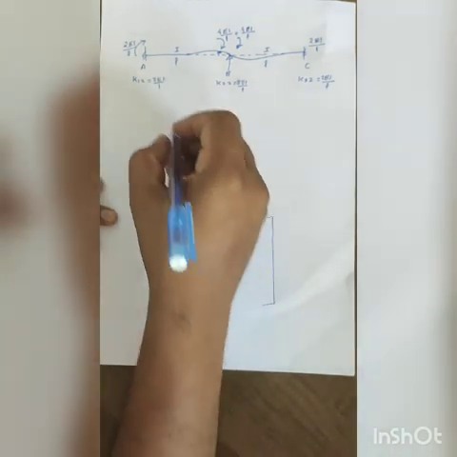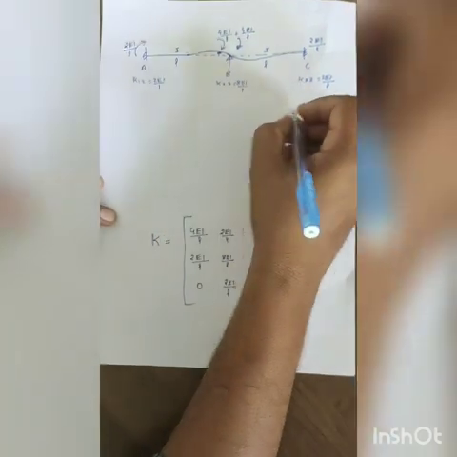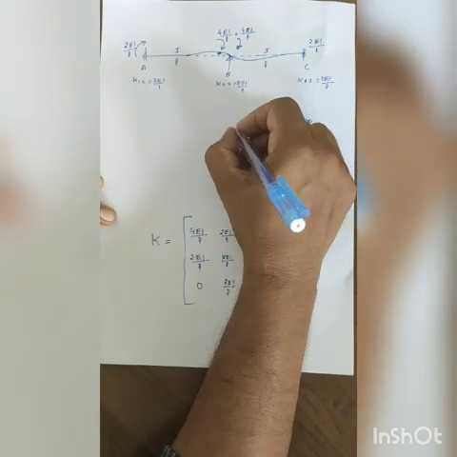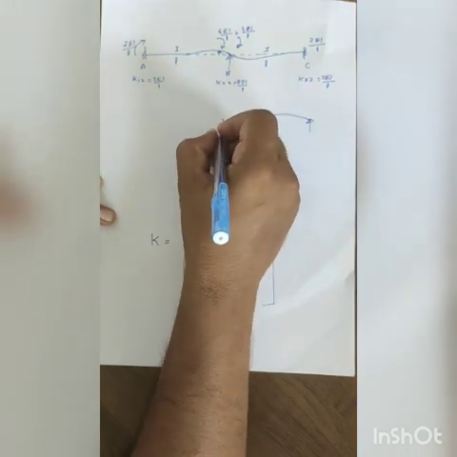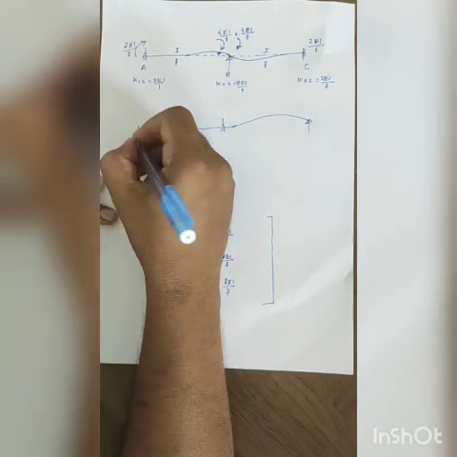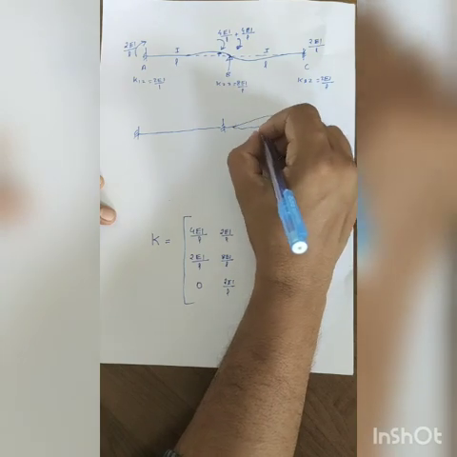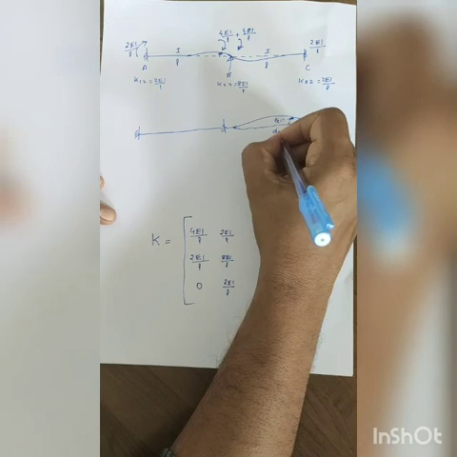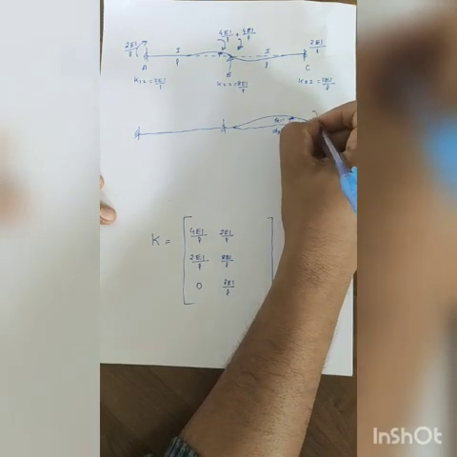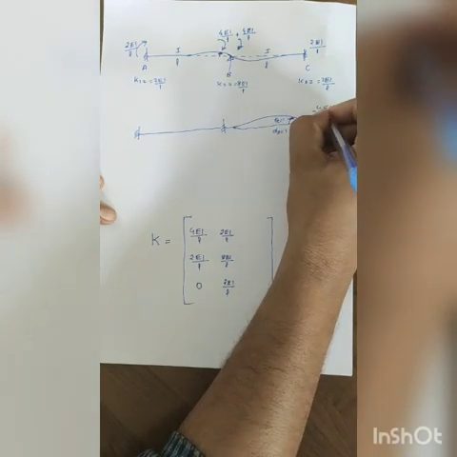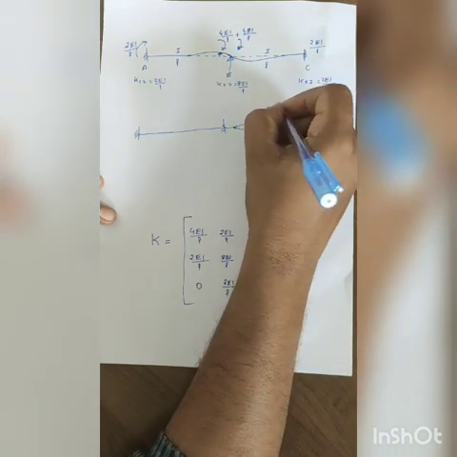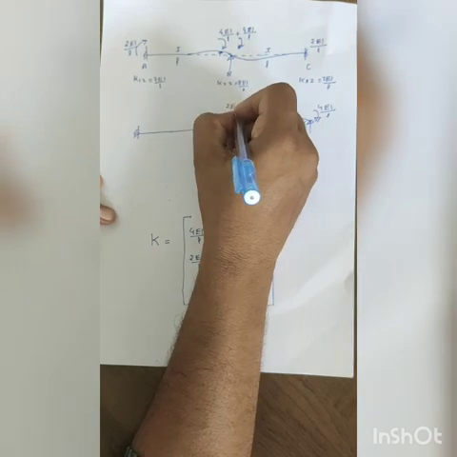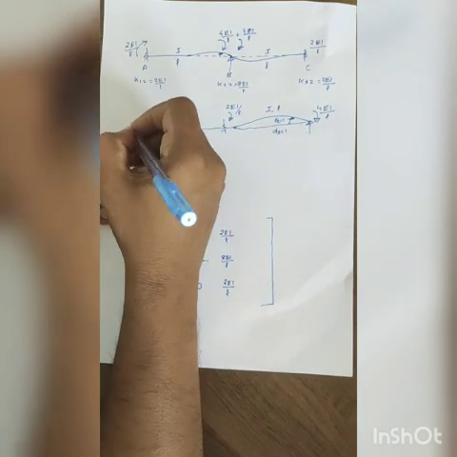Similarly, the third step is that I have to apply a unit rotation at C, arrest the other locations and find out the moment induced. If I am applying a unit rotation theta C is equal to 1, or D3 is equal to 1, the moment generated here will be 4EI by L, since it is I and L, and the moment transferred at B will be 2EI by L, and at A there won't be any moment, it is 0.